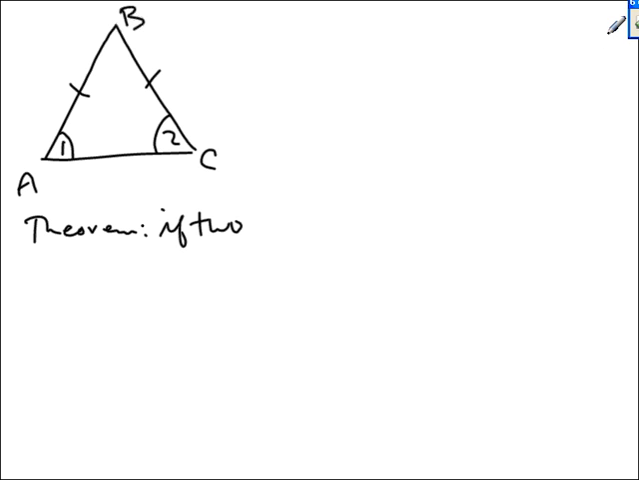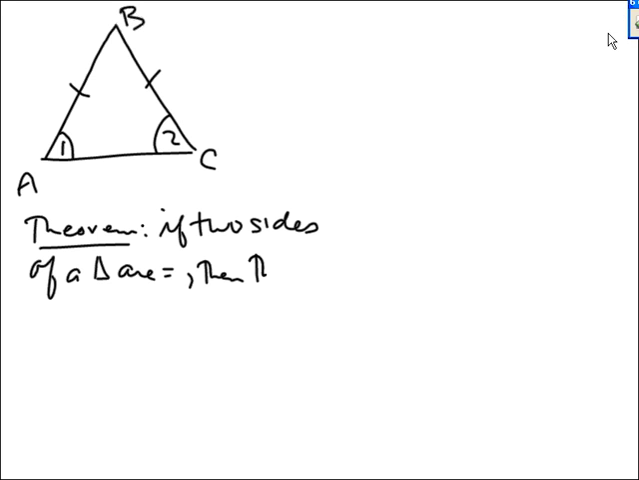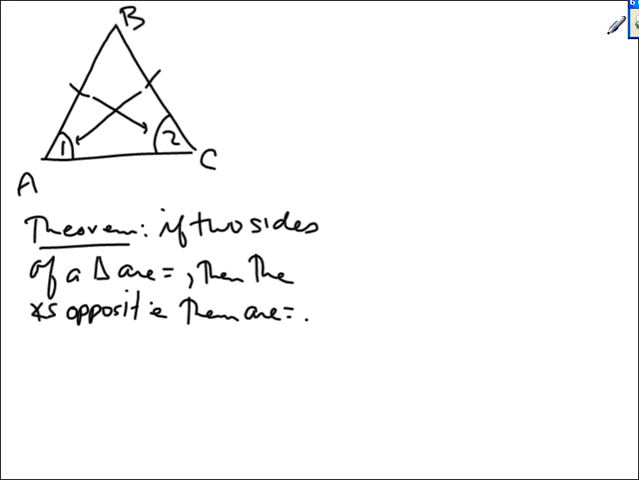If two sides of a triangle are equal, then the angles opposite them, down in E, opposite them are equal. Opposite BC is angle 1. Opposite AB is angle 2. And those angles are equal.